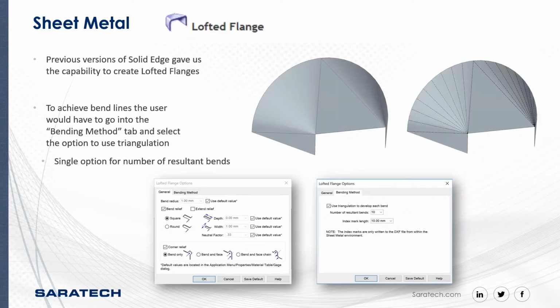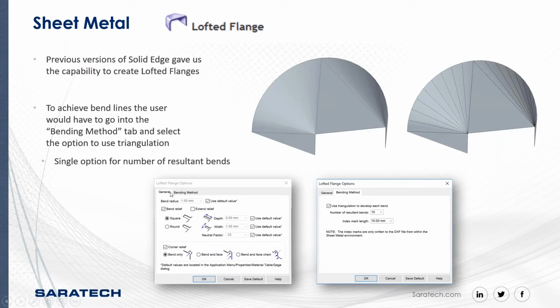Lofted flange. You can see at the top here a picture of the icon and what it looks like in Solid Edge 2020. Our previous versions of Solid Edge gave us the capability to create lofted flanges. But to achieve those bend lines, the user would have to go into the bending method tab, and select the option to use triangulation, and then a single option for the number of resultant bends.